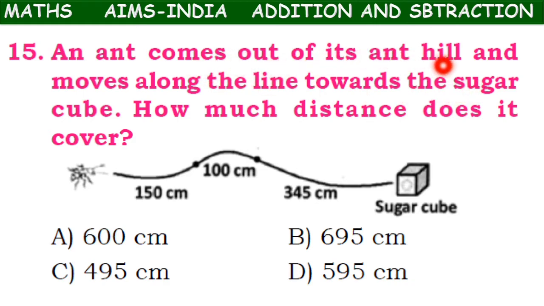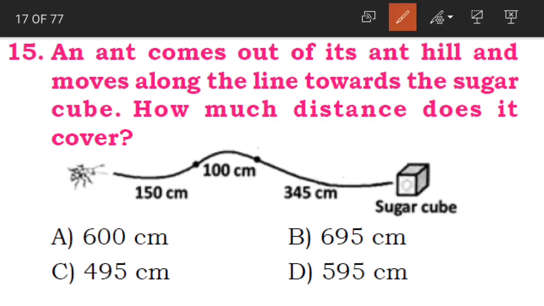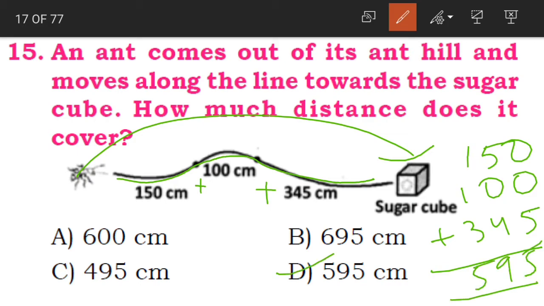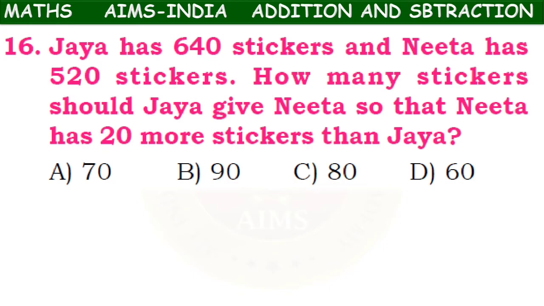An ant comes out of its ant hill, this ant, and moves along the line towards the sugar cube. How much distance does it cover? Now from here till here it is moving. So how to find out the total distance covered? Simple, right? Add all these together: 150 plus 100 plus 345 centimeters. What will be the answer, children? 595. 595 centimeters, that is option number D. Clear? Very simple question, right?